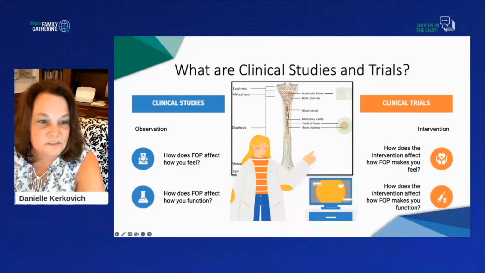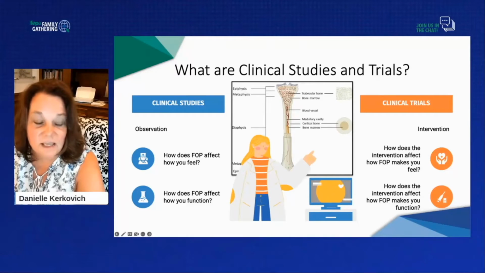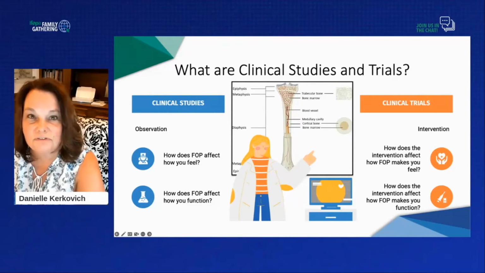The main differences between clinical studies and clinical trials can be summed up in two words: observation and intervention. Clinical studies look at how a disease like FOP behaves in the absence of any treatment. How does FOP affect how you feel or function at 10, 20, or 30 years old? How does FOP affect one's ability to live independently or pursue a career?